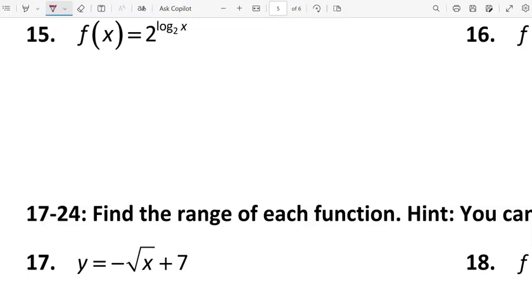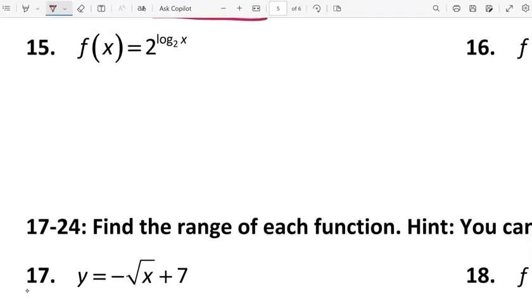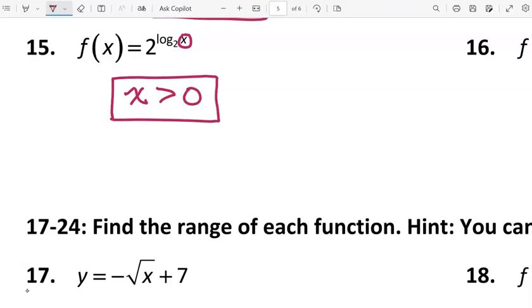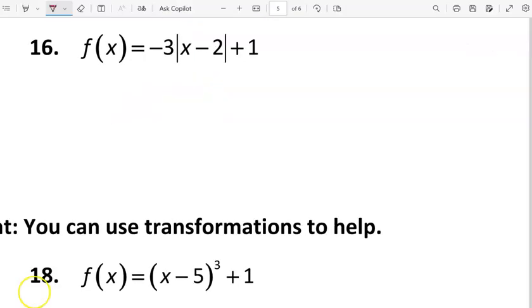In number 15, I do not see a division, I do not see an even root, but I do see a logarithm. The argument of this logarithm must be a positive number, so must be greater than 0. So the domain of this function is x is greater than 0. In number 16, I don't see any division, I don't see any even roots, I don't see any logarithms. So there is no problem, and the domain is all real numbers.